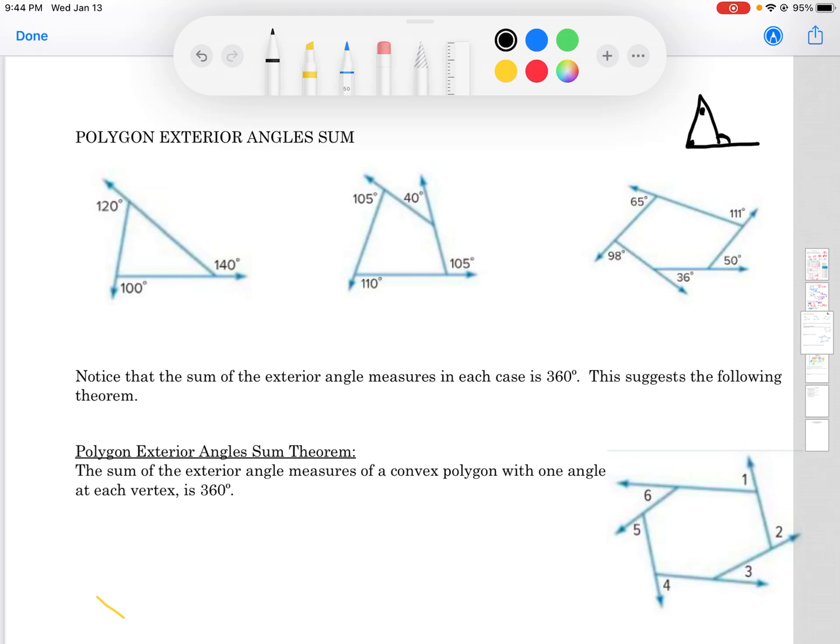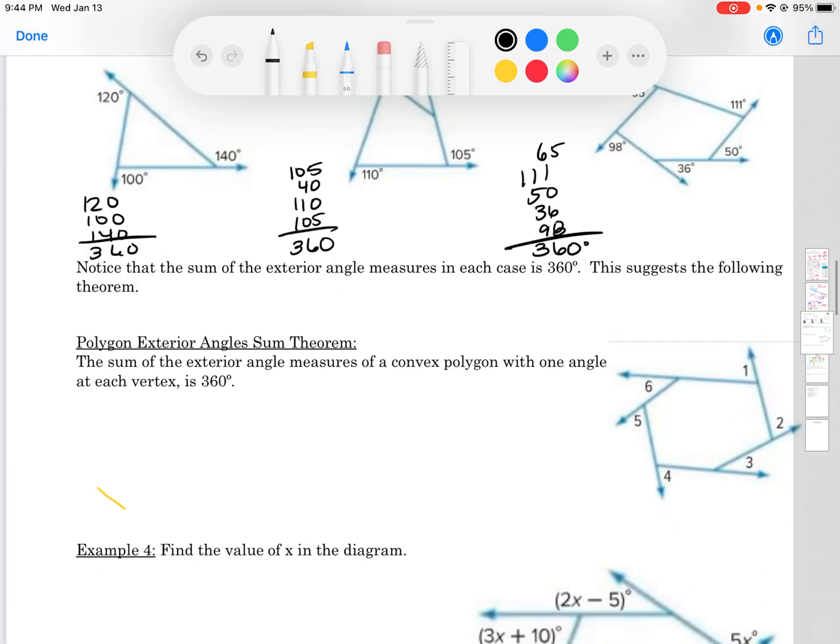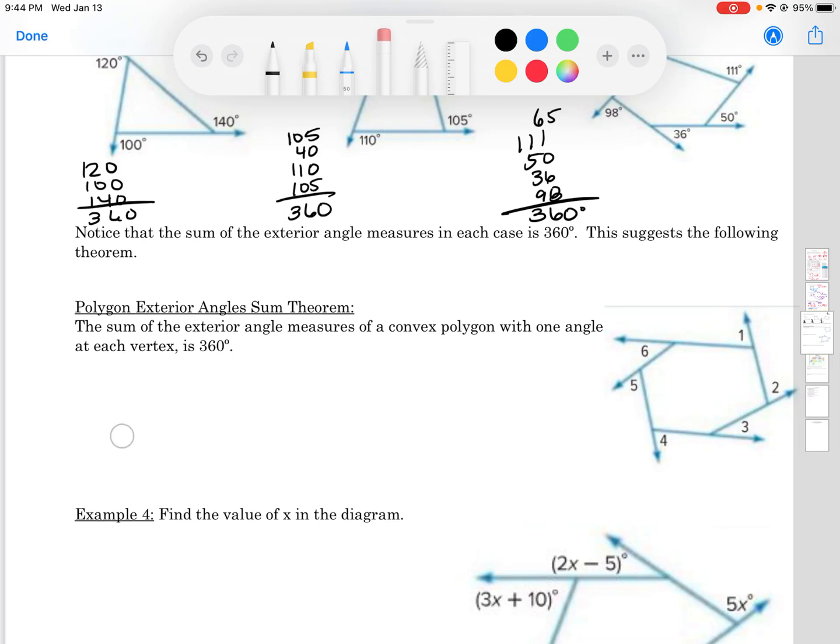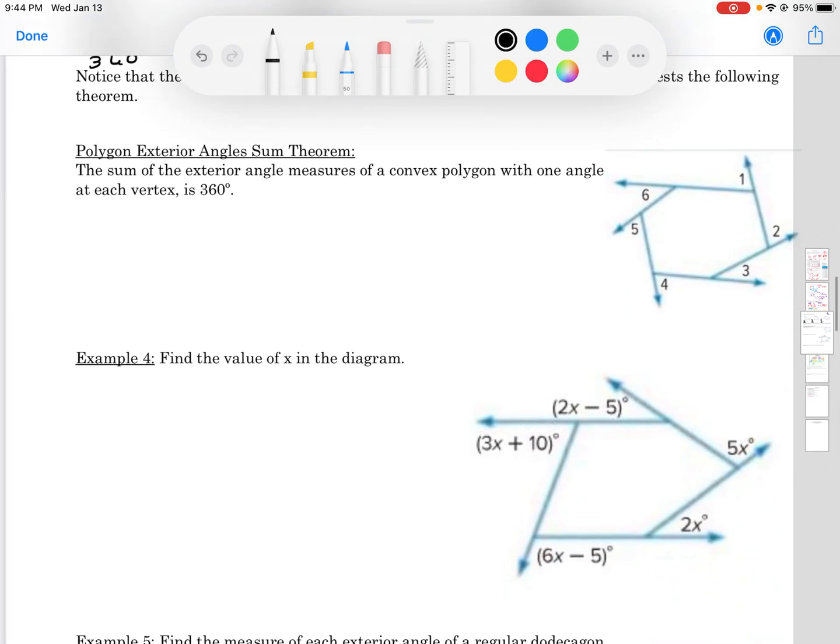So you want to notice that the sum of the exterior angle measures in each case is 360. So 120 plus 100 plus 140 gives us 360. If I do 105 plus 40 plus 110 plus 105, again, I get 360. And same over here, 65 plus 111 plus 50 plus 36 plus 98 is going to give us 360. So the rule is that all of the exterior angles are going to add to 360, no matter what the shape is.